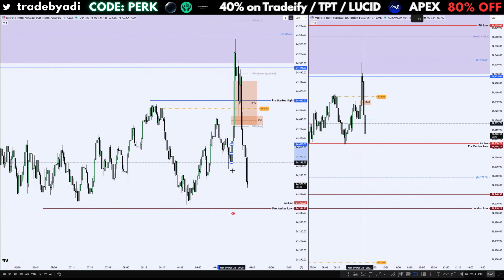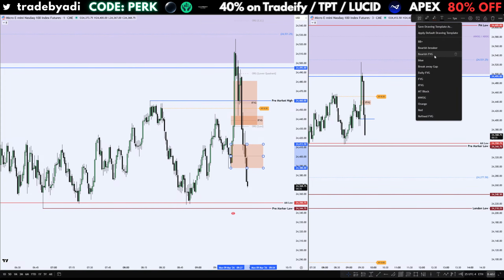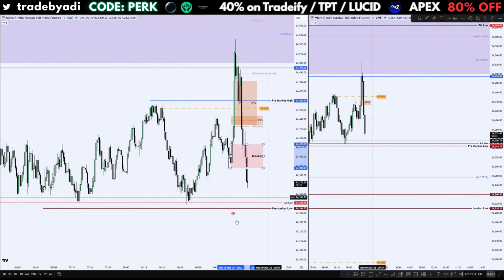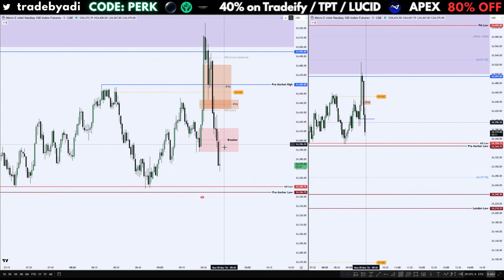We reprice to this order block, breaker block. This is the 1 minute breaker, and I'm expecting one bearish candle.